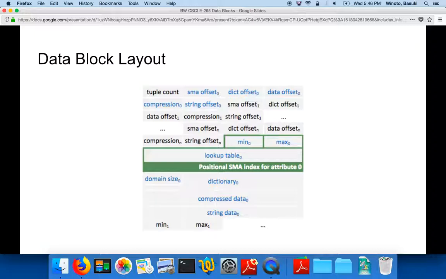This is, I would say, the important feature in data blocks. With this positional SMA index, one will be able to easily decide whether the data they're looking for is in this data block or not. As they look into the minimum and maximum index, and then the lookup table, they can decide whether the data they are interested in is contained within this block. If not, they can simply move on and read the next block, right? After the positional SMA index, it's followed by the domain size and dictionary, and then the compressed data and string data.